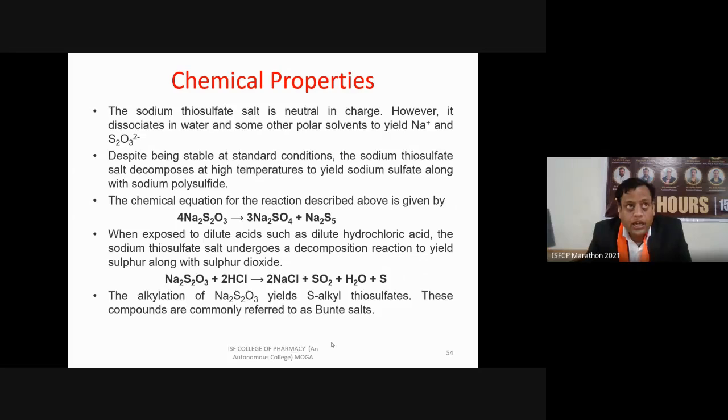When exposed to dilute acid such as dilute hydrochloric acid, the sodium thiosulfate salt undergoes a decomposition reaction to yield sulfur along with sulfur dioxide. So you can see sodium thiosulfate reacts with dilute hydrochloric acid to form sodium chloride, SO2, H2O, and sulfur. The alkylation of sodium thiosulfate yields S-alkyl thiosulfate. These compounds are commonly referred to as Bunte salts.